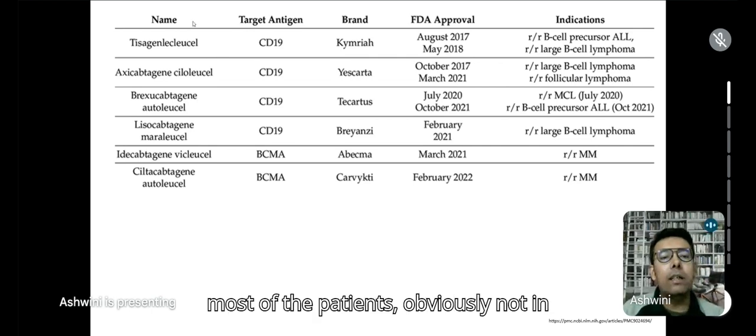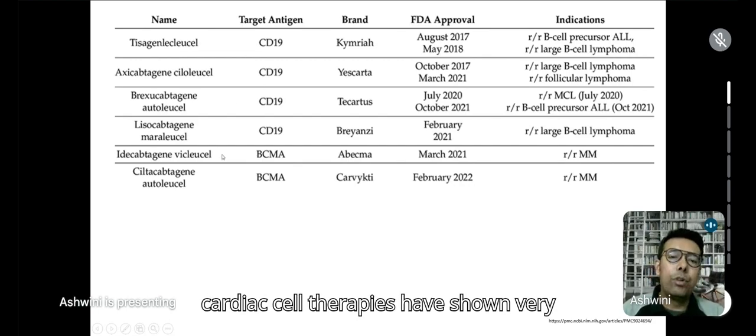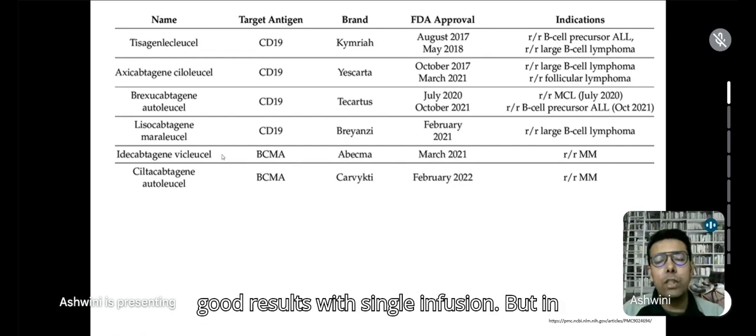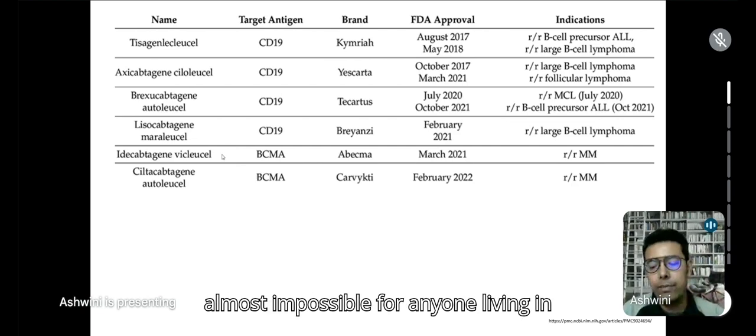Currently, most of the patients, obviously not in India, who have received these 6 CAR T cell therapies have shown very good results with single infusion. But in case some patient requires double infusion, it will cost around 7 to 8 crores of rupees, which is practically almost impossible for anyone living in India.